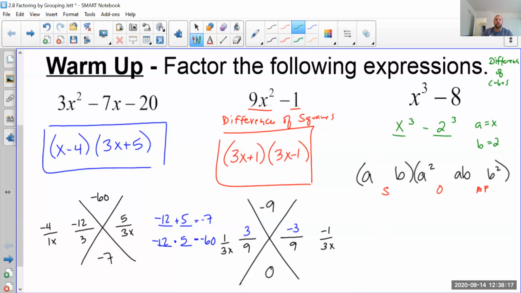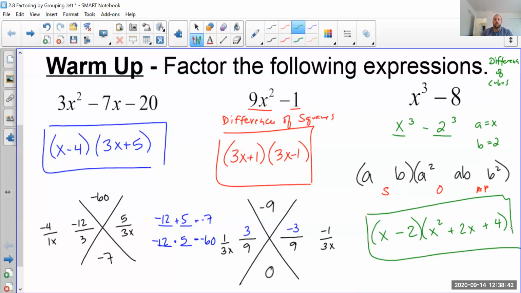So it should factor into x minus 2, x squared. A times b is 2 times x. And then b squared, 2 squared is 4. And then put our signs in: same as the original, opposite of the original, always positive. There's my factored form. Questions?